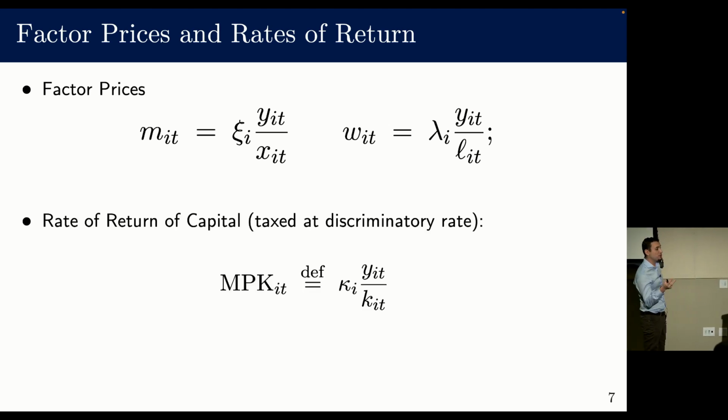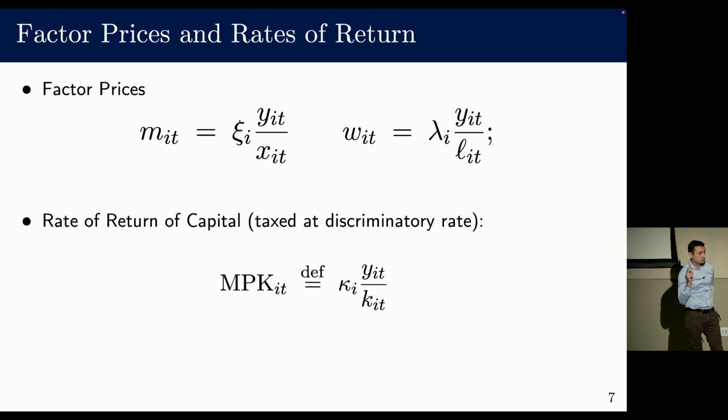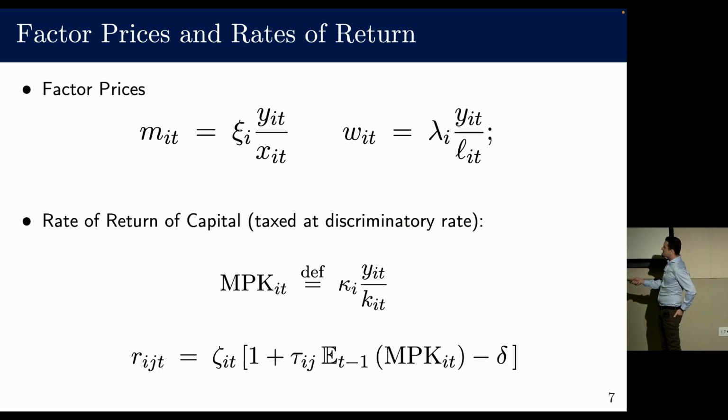For capital, we distinguish 2 different notions of the rate of return on capital. One is MPK, the marginal product of capital, which is simply the output capital ratio times the output capital elasticity. And then we denote with R_IJT the income that is earned by an investor from country J that invests 1 unit of capital in destination country I at time t. What does it depend on? It depends, of course, on the MPK of the destination country, so it's an endogenous object.